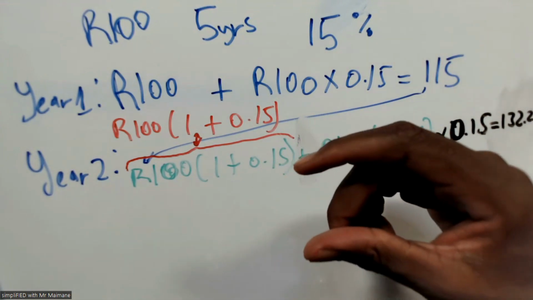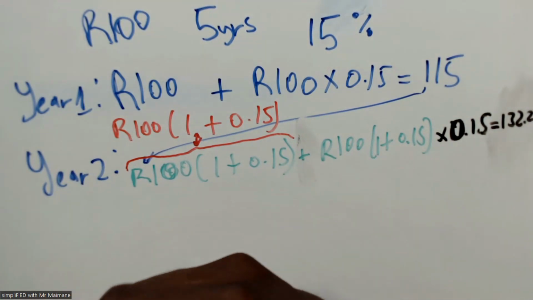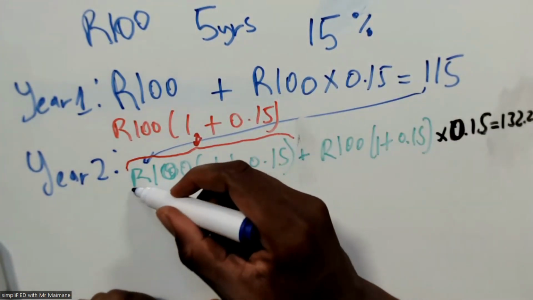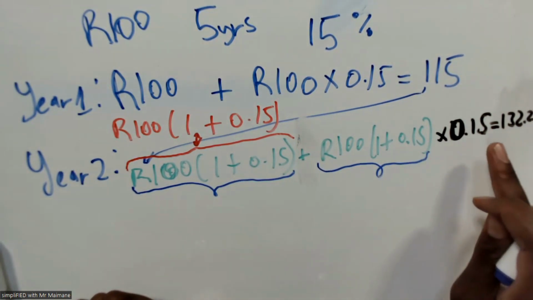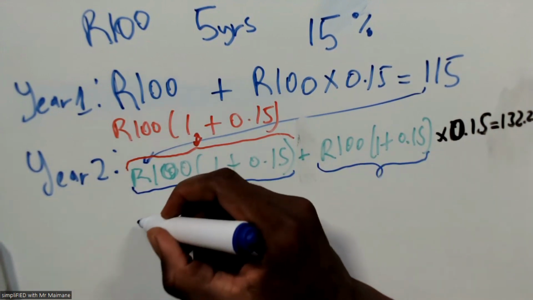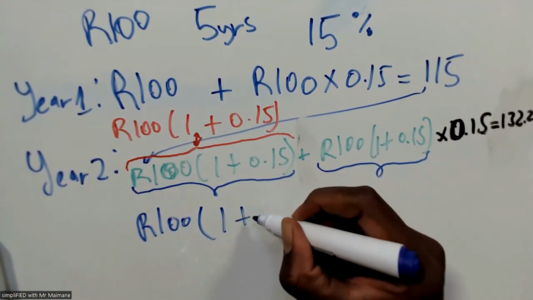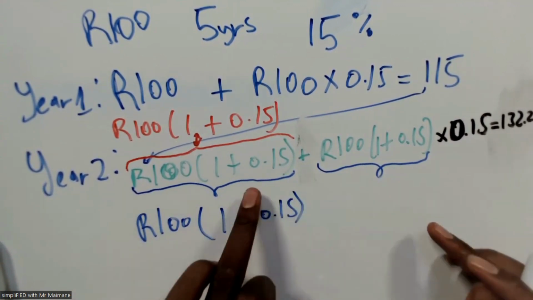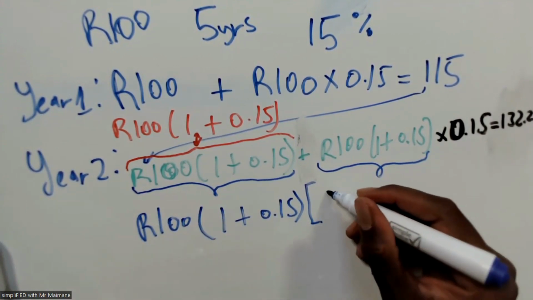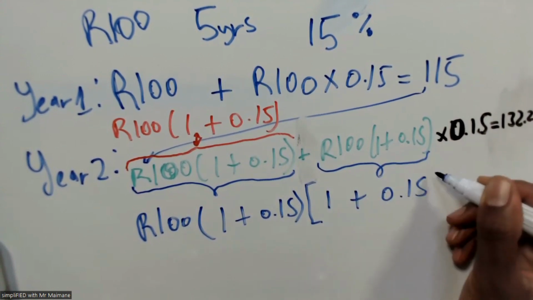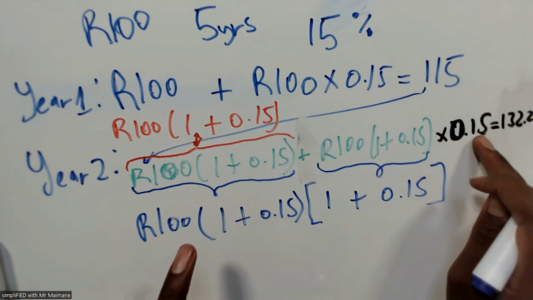What I want you to understand is that from here, if I take out a common factor again, my common factor here being the money that I put down, which is this and this, but I multiplied it by 0.5. If I take the common factor down here, I will have 100 rands into 1 plus 0.15, which I put out, this one and this one. And then what would be left out? It's going to be 1 plus 0.15, because it's 1 here, and then it's 1 multiplied by 0.15 here.